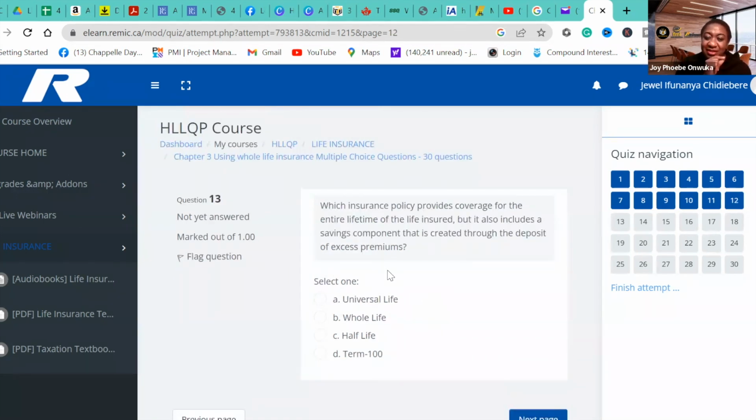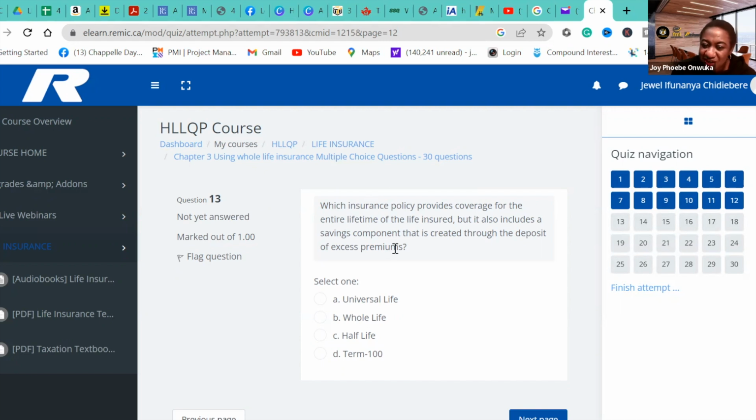Question 13. Which insurance policy provides coverage for the entire life of the life insured, but also includes a savings component that is created through the deposit of excess premium? Universal life, whole life, half life, Term 100. So universal life and whole life does this. So how do I know which insurance policy? Universal life and whole life are correct.